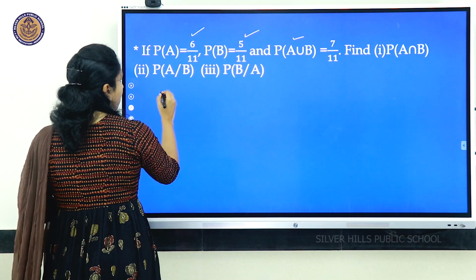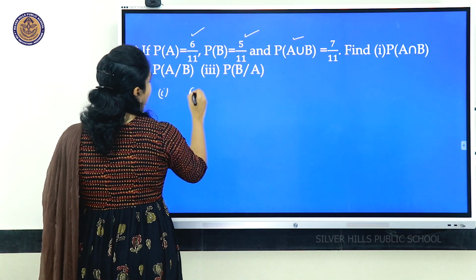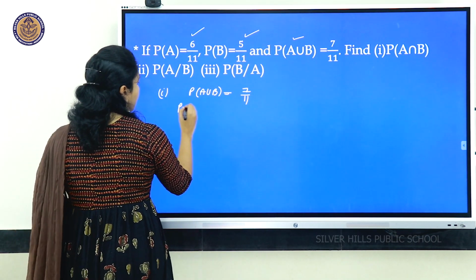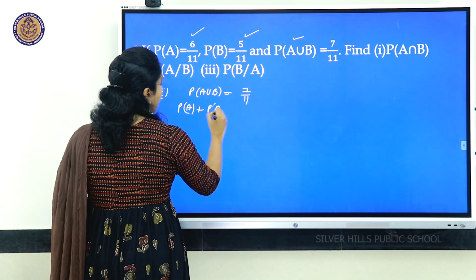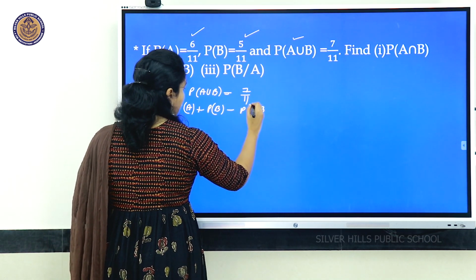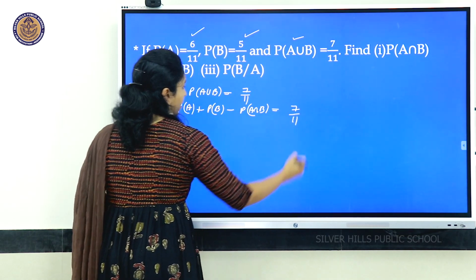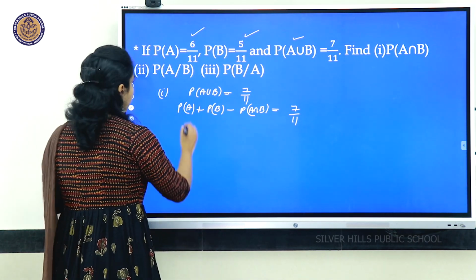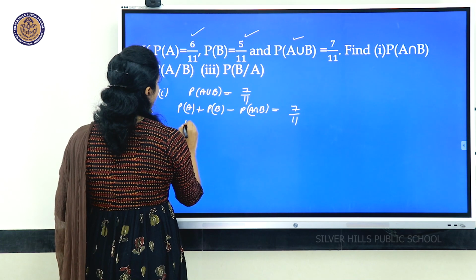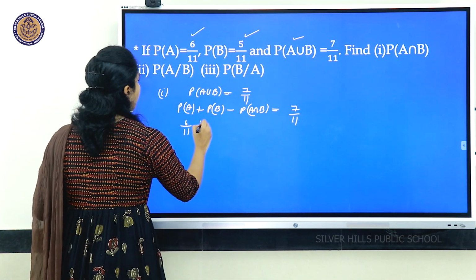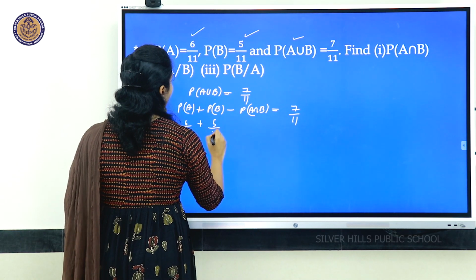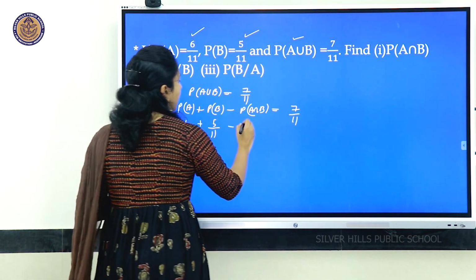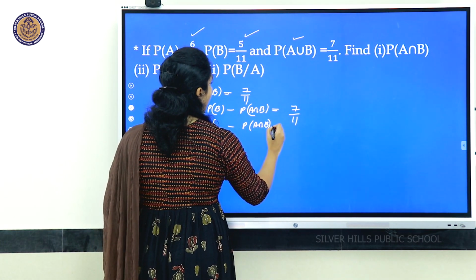Okay. So, given that, we will do the first one. P of A union B is given as 7 by 11 and the formula is P of A plus P of B minus P of A intersection B is equal to 7 by 11. From there, it is easy to find P of A intersection B. Now, we just substitute. What is P of A? P of A is equal to 6 by 11 plus P of B, that is 5 by 11, minus P of A intersection B, that we don't know, minus P of A intersection B is equal to 7 by 11.